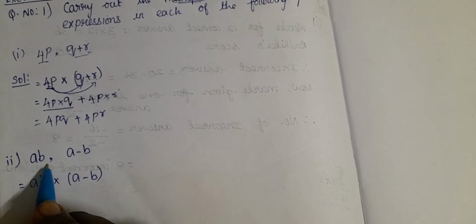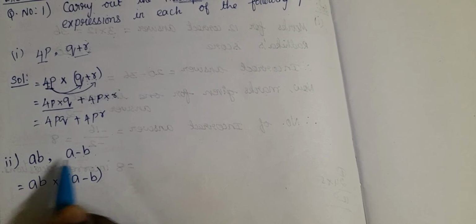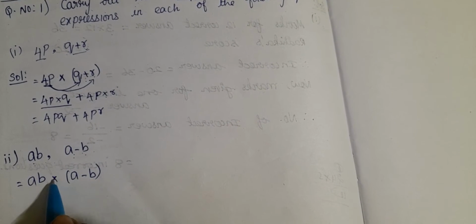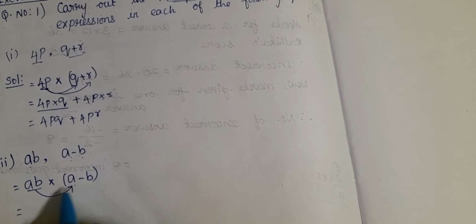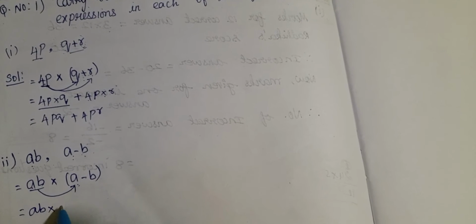Second question is ab, comma, a minus b. The first term is a monomial, the second term is a binomial. In between the terms we have to insert a multiplication symbol. Let us multiply the monomial with the first term of the binomial. So ab multiplied by a, then there is a minus. So minus again ab into b.